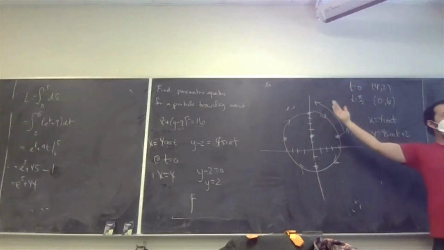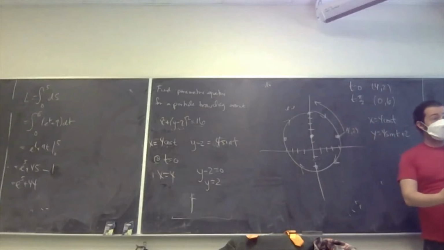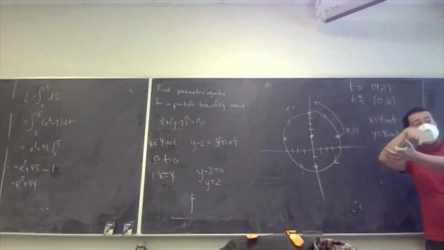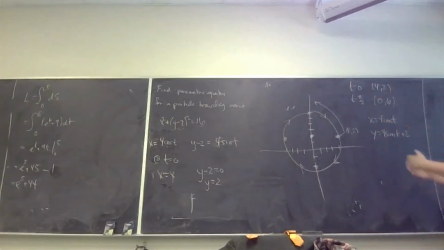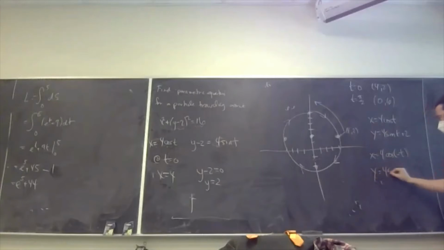So how can we reverse it? Put a negative in for the t, right? Negative t will flip the direction around backwards. So instead of traveling in the counterclockwise direction, I could instead write x is equal to 4 cosine of minus t, and y is equal to 4 sine of minus t plus 2.